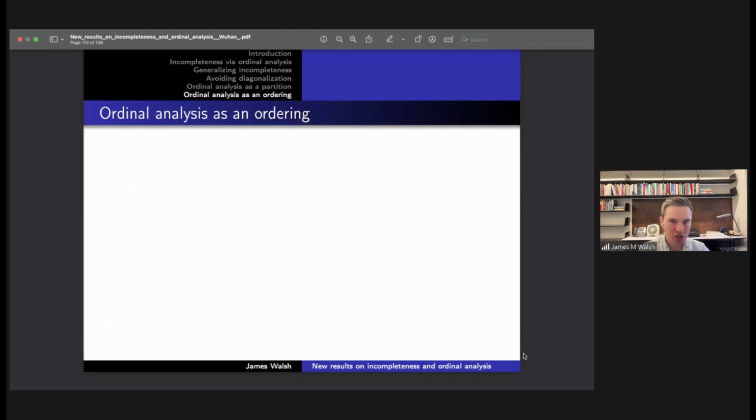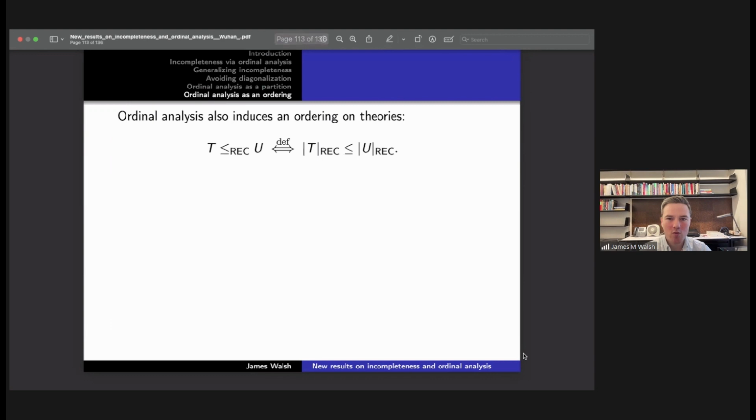But ordinal analysis is not just a way of partitioning theories. It's a way of ordering theories. If you take a bunch of theories, ordinal analysis gives you a linear, well-founded ranking of those theories. So we want to think about whether we can characterize ordinal analysis not just as a partition, but as an ordering. Ordinal analysis induces an ordering on theories. We'll say that T is below or equal to U in this ordering if and only if the recursive proof theoretic ordinal of T is less than or equal to the recursive proof theoretic ordinal of U. Okay. So just by comparing proof theoretic ordinals, we get a well ordering of theories.